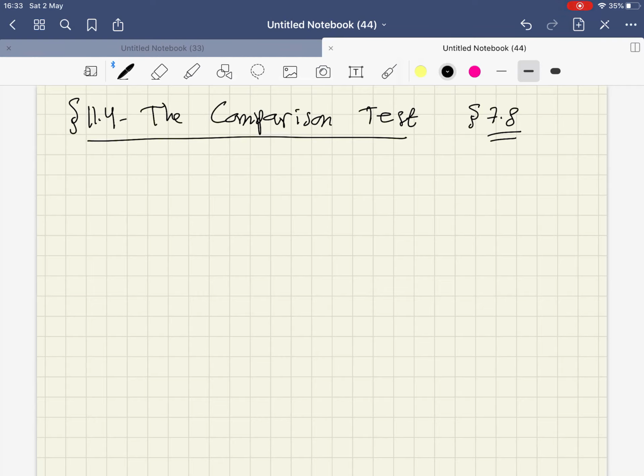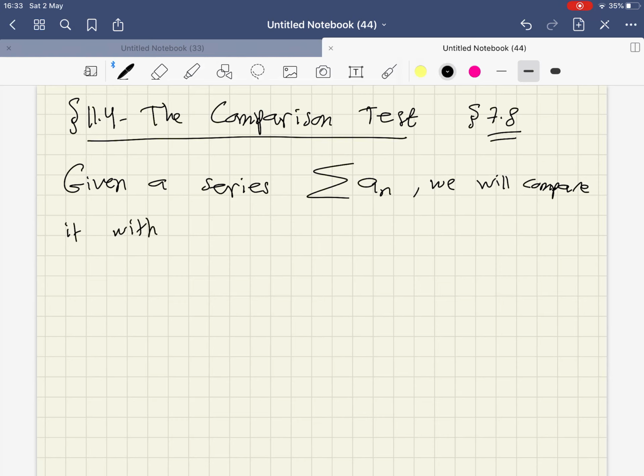Now, what's the comparison test? I will give you a series. Given a series a_n, we want to test whether it converges or diverges. What we will do is compare it with another series. Of course, when we say another series, we mean maybe simpler and well known, so we know if it converges or we know if it diverges. So we compare with something whose behavior we know.